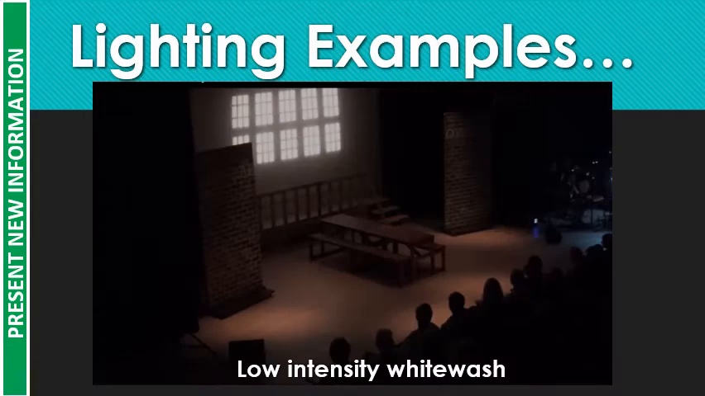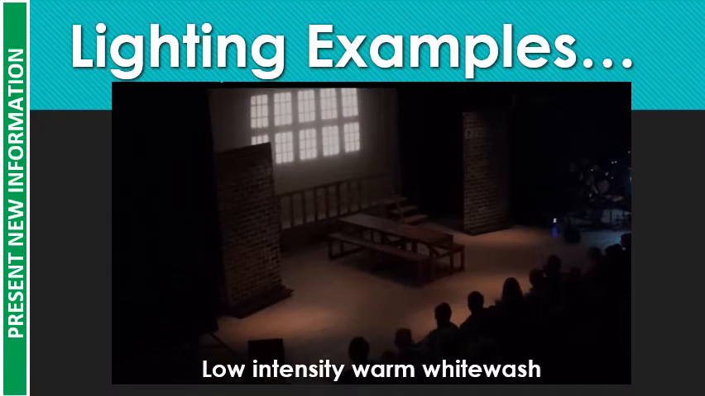I'm just going to give you a couple of examples of how lighting is used. This is a picture from Oliver that we did in the school production. This is a very, very low intensity whitewash. We're also using in this particular image a gobo. The intensity of the gobo is bright white. It's a high intensity projection of some windows onto the back curtain there.